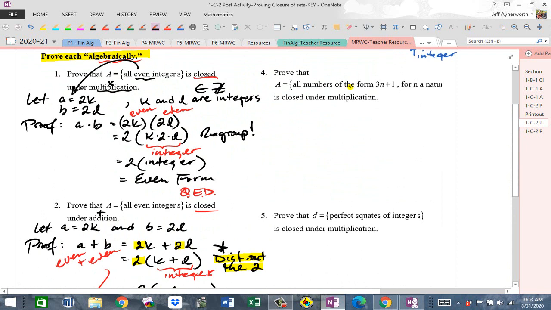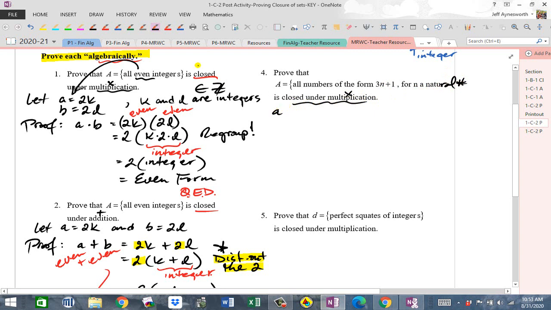Like in number 4, we have to prove that all numbers of the form 3n plus 1, where n is a natural number, is closed under multiplication. That means we take a number like this, multiply it by another number in that form, and we get a number in that form. Okay, so here we go.